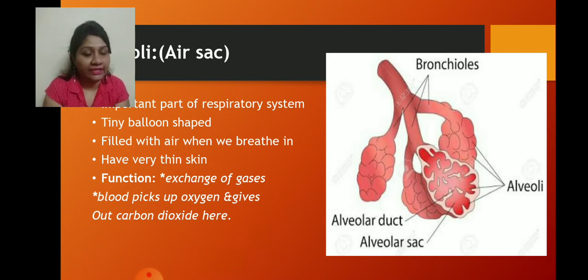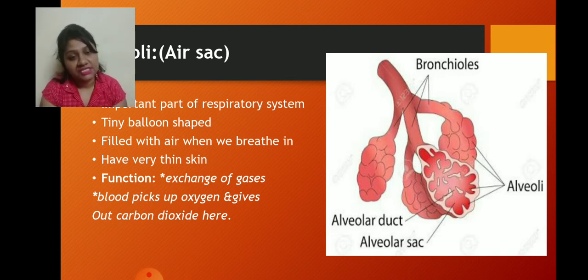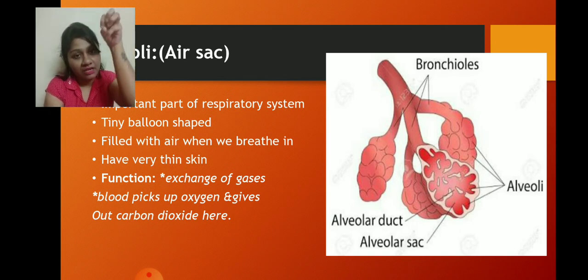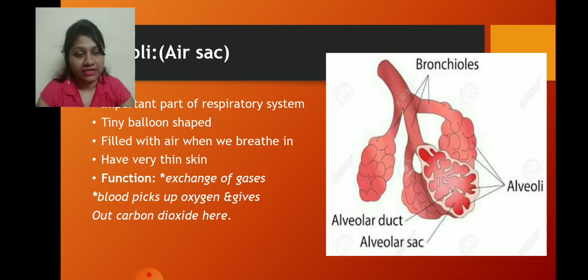So, what are alveoli? You can say alveoli or air sacs. At the end of bronchioles, there are air sacs. They are balloon shaped, and the outside layer is very thin. Whenever we breathe in, they are filled with air. What is the main function? The main function is the exchange of gases. Blood will take in the oxygen and remove the carbon dioxide here.